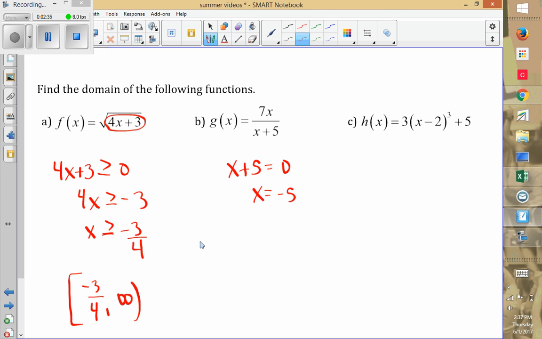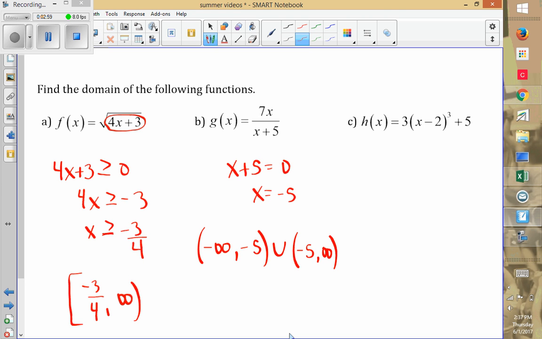It's going to be a combination then of 2 intervals. One interval that's going to go from negative infinity up until negative 5, union with the interval that picks up from negative 5 and then goes to infinity. So there are 2 different intervals; there's a break in the graph in this case.